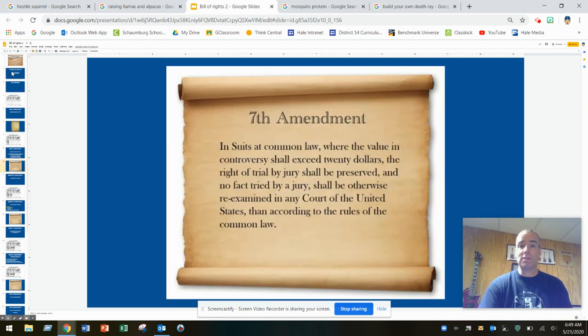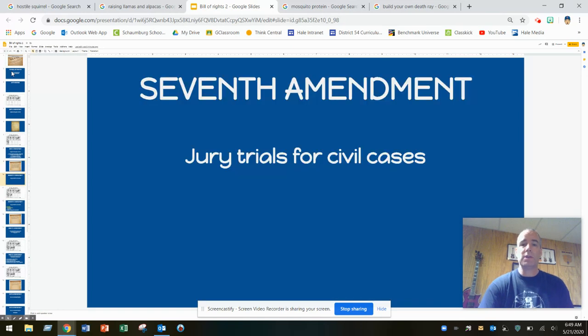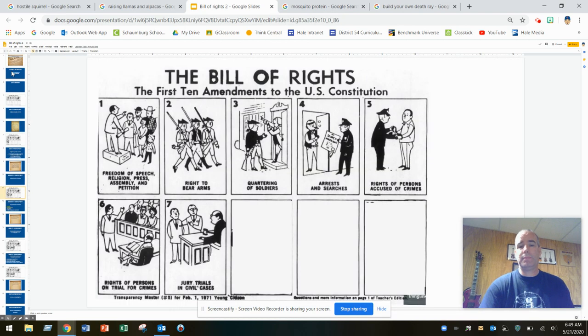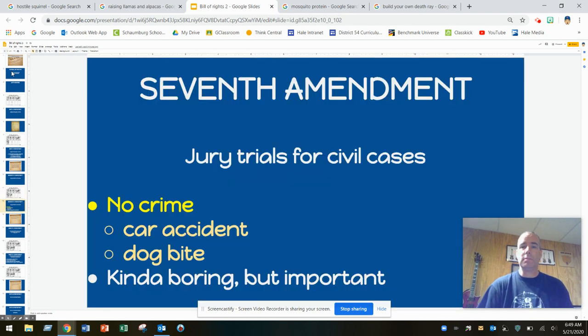It keeps things fair. The Seventh Amendment, I'm going to go very quickly through this one. What it really says is that if you are in a trial, you're allowed to have a trial even if there's not a crime involved. If there's a dispute but no crime, you can have a jury trial. Basically, it provides a jury for trials that don't involve crime.